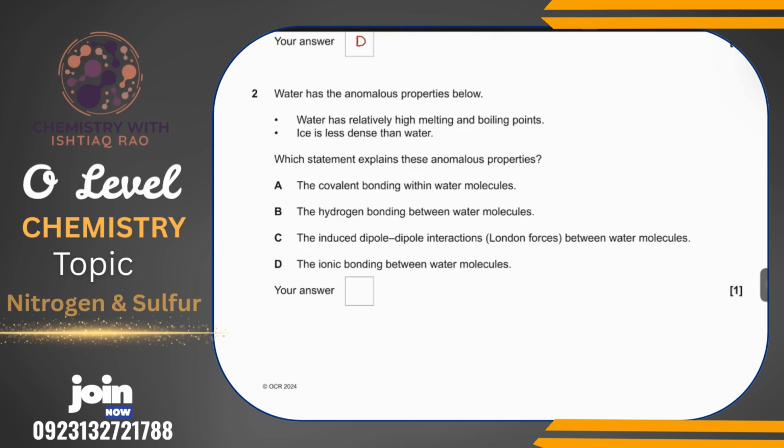Then, water has the anomalous properties below. Water has relatively high melting and boiling points. Ice is less dense than water. Which statement explains these anomalous properties? Option A, the covalent bonding within the water molecule. Remember, these are the properties which are related to the IMF.